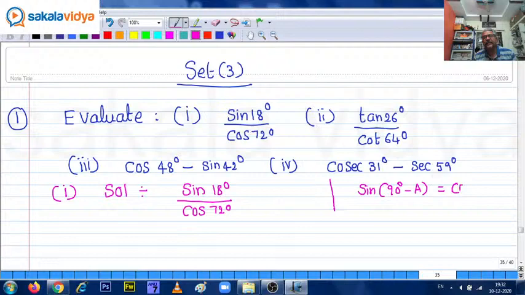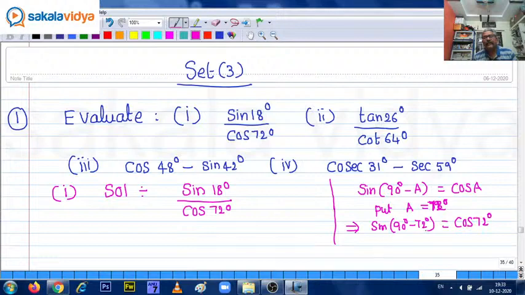Formula we have cos A. Sine changes to cos. Here put A is equal to 18 degrees. Now what do you get? Let us see. Put 72 here, the highest angle, 72 degrees. So sine of 90 minus 72 degrees equals cos 72 degrees.